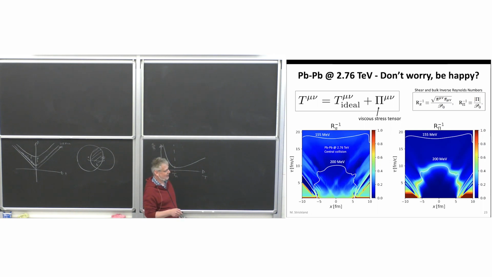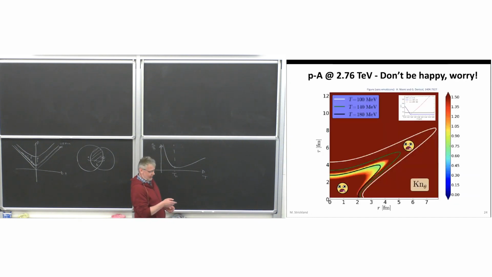Now the right shows you the same thing with the bulk. The reason that you see a shaded region around where we put the phase transition is that there's a peak in the bulk viscosity as a function of temperature at 200 MeV for this example. And if your freeze-out point gets too close to where the peak in the bulk viscosity is, you can also have problems here. That's a different story. Now, this one I titled "Don't Be Happy, Worry."